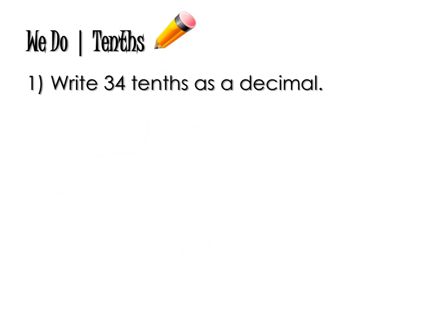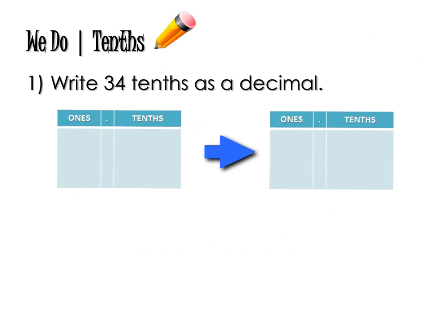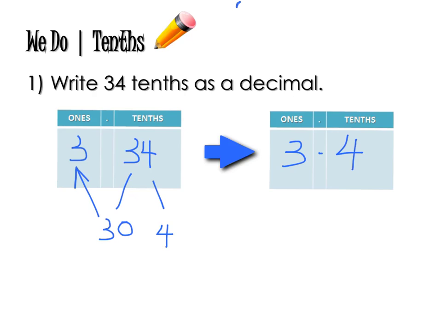So this is the part where we will do together. So you need to look at your worksheet and follow along. So question 1, write 34 tenths as a decimal. So I've got my place value chart here, and we will write 34 tenths like this. And 34 is actually made up of 30 and 4. Now this 30 can be regrouped as 3 ones. So my decimal will look like this, 3.4. So 34 tenths is actually 3.4.